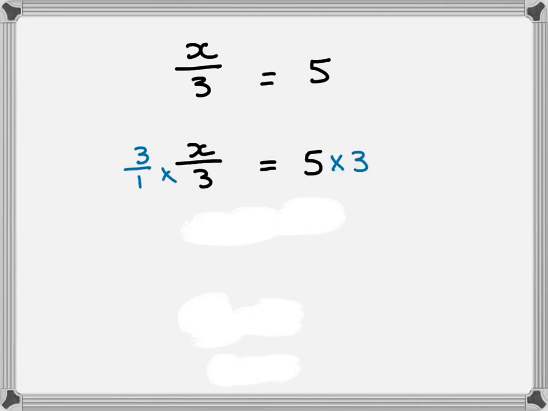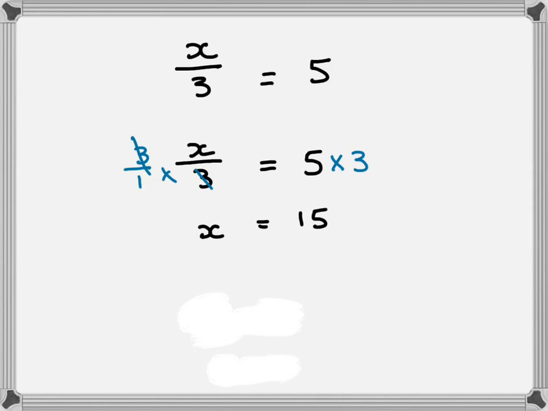5 times 3 as well. So we multiplied x over 3 by 3, which is 3 over 1. And we have to do the same on the other side of the equal sign, 5 times 3. Let's simplify and see what we're left with. Well, these two will cancel out and leave us with x over 1, which is x. And 5 times 3 is 15.